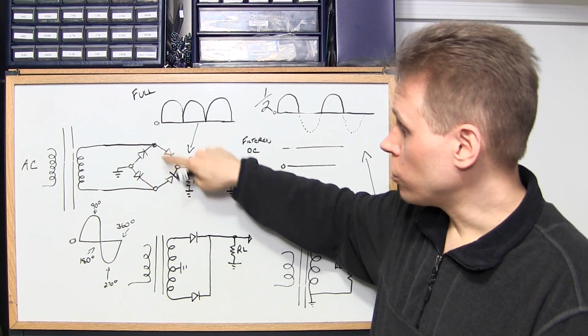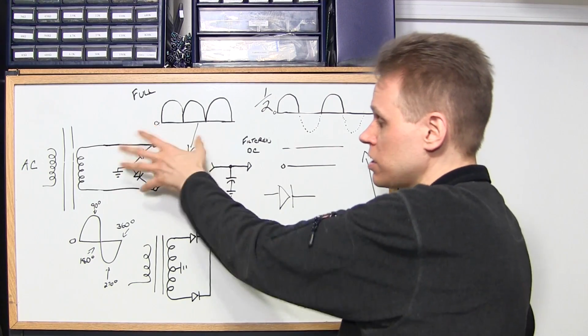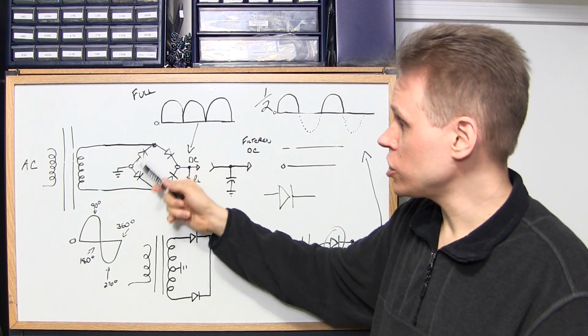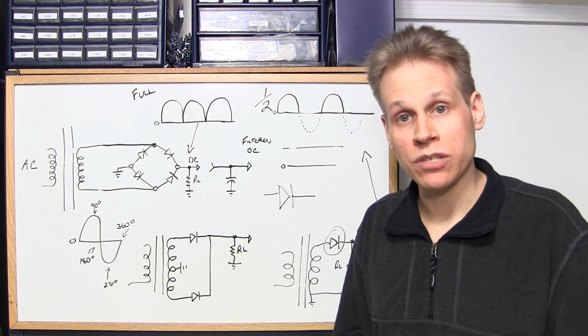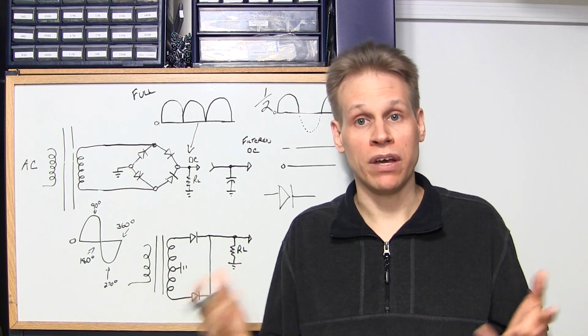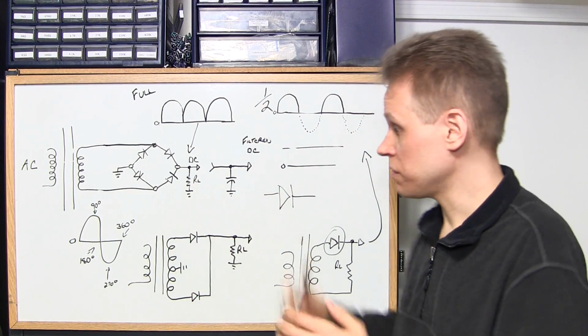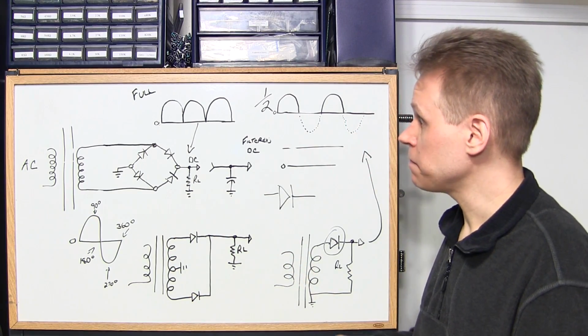This winding here is going into a bridge rectifier, and what this bridge rectifier is doing is it's changing this to pulsating DC. Now we have all sorts of different kinds of rectifier setups. We have full wave bridge, we have half wave bridge. We have all sorts of different ways of doing this, all right?